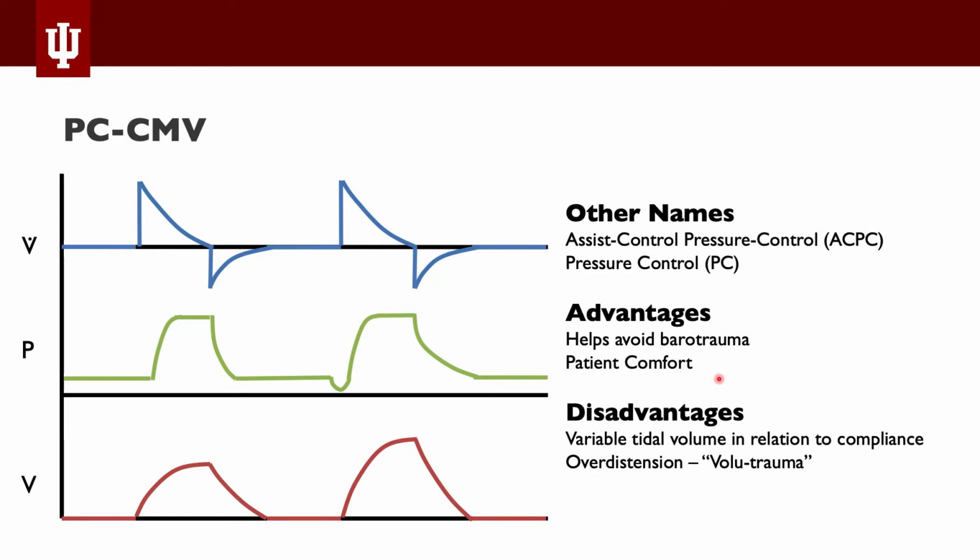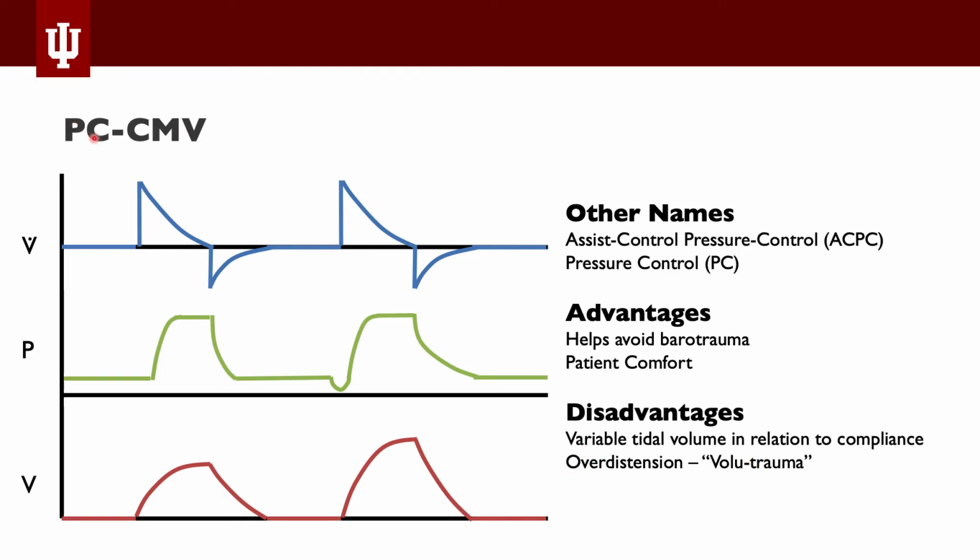But the disadvantages are the variable tidal volume and the variable minute ventilation. It's really hard to know how much minute ventilation your patient is going to get, especially if they have conditions where their compliance is changing, say developing pulmonary edema or developing ARDS. That would cause a worsening of lung compliance to where their volumes could get really, really small if you're giving them the same pressure over and over. You can get over distension or volutrauma. If someone has exceptionally compliant lungs, you could actually give them incredibly large breaths with that.